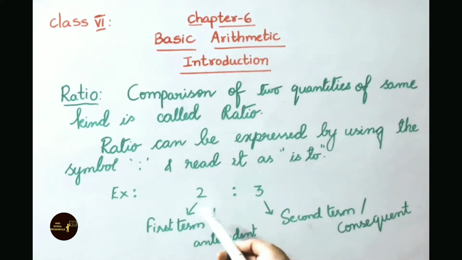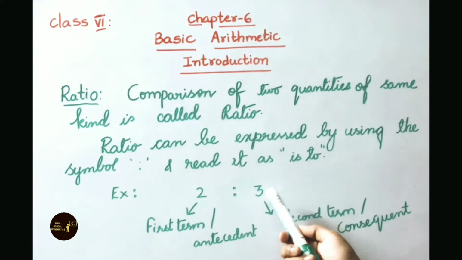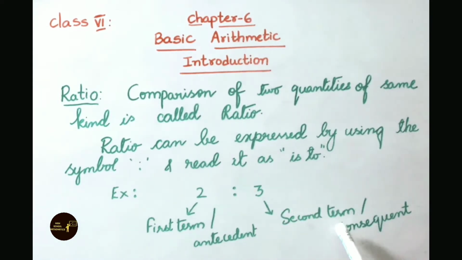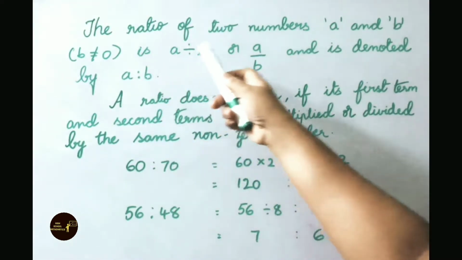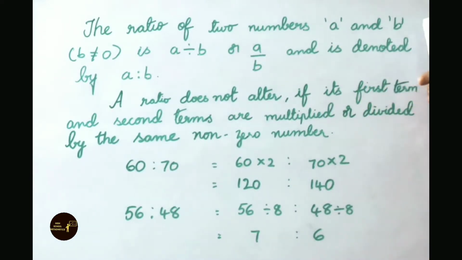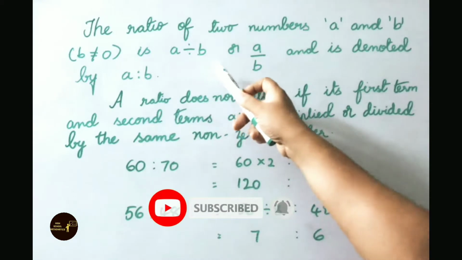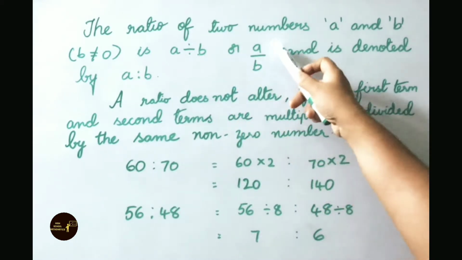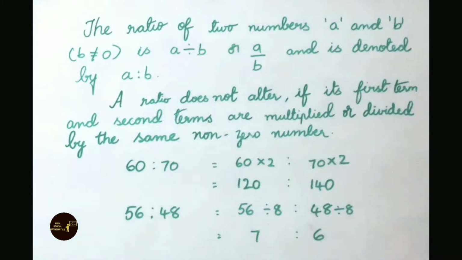See the example 2:3. The first part is called the first term or antecedent and the second part of the ratio is called the second term or consequent. See now, the ratio of two numbers A and B, where B is not equal to 0, is A divided by B or A by B, and is denoted by A is to B.